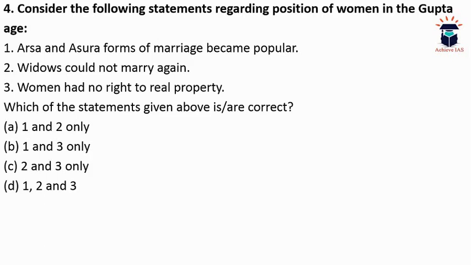So the first, Arsa and Asura form of marriage became popular. It was basically a marriage in which the bride was also paid with a price. So first is also correct. Regarding second, yes, earlier the widows used to remarry. But now in the Gupta age, the widow could not marry again. So this practice was also observed, and also the first symbolic sati happened during the Gupta age period. So third statement is also correct, that women had no right to real property. So all the statements are correct, that is D, 1, 2 and 3. So the correct option is D. So the solution is D.